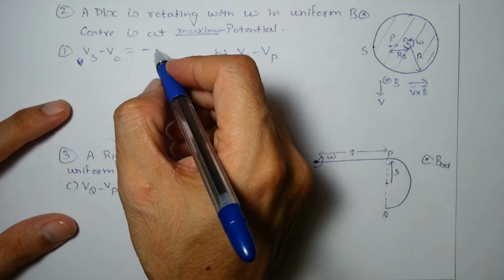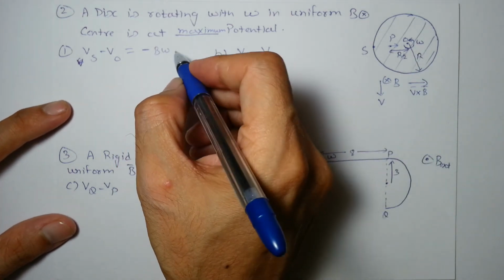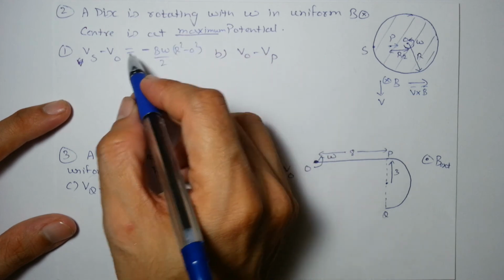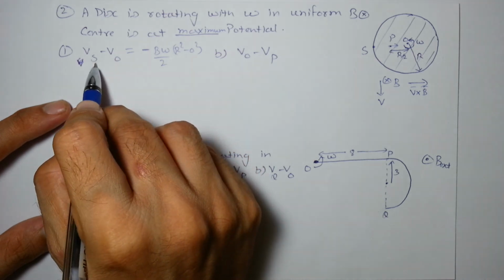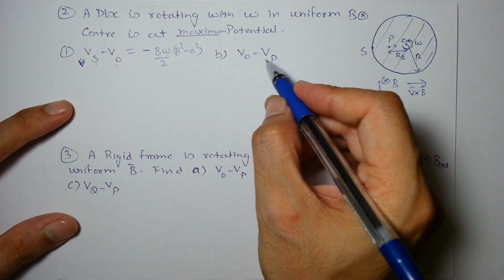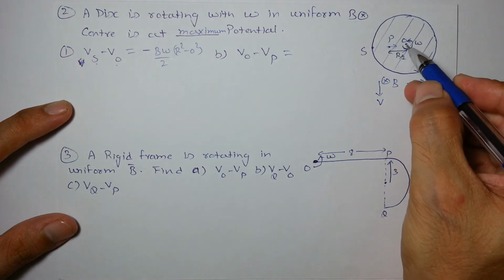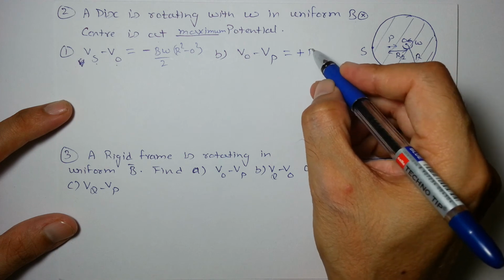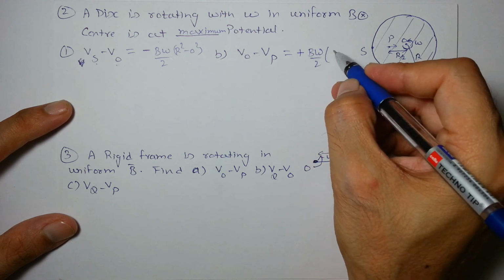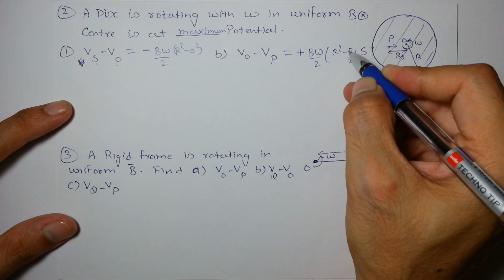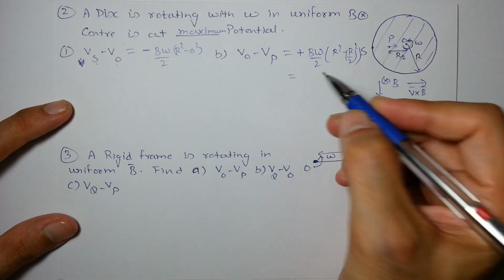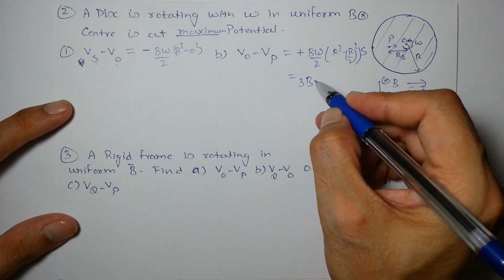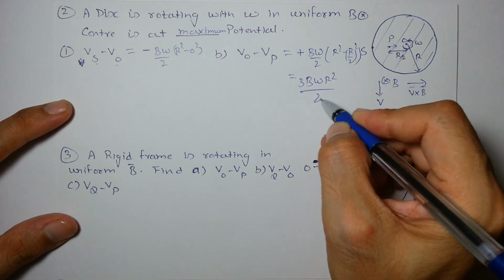The axis has maximum potential, so it will be B omega r square minus 0 square by 2, with a negative sign because the term will come out negative: smaller potential minus larger potential. Vo minus Vp: P is the midpoint of OS, so it will be positive, as the axis has maximum potential. B omega by 2 times r square minus r by 2 whole square. So we get 3 B omega r square by 8.